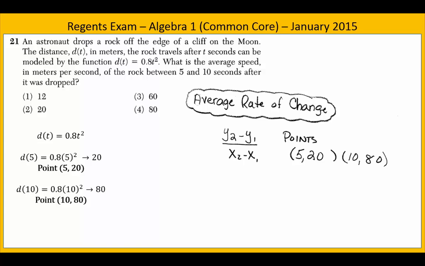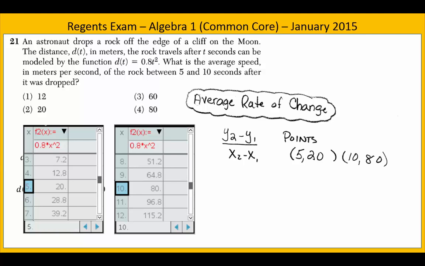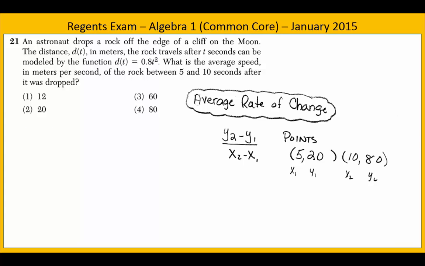If evaluating these functions by hand isn't your cup of tea, feel free to take the function, put it into your graphing calculator, and go to the table. You'll find at x is 5, you have an output of 20, so the point is (5, 20). When x is 10, the output is 80, so you have the point (10, 80). Again, (5, 20) and (10, 80) are your points. Label the points x1, y1, x2, y2, and substitute into the slope formula. Reduce the fraction, and you find that the average rate of change is 12. The answer is choice 1.